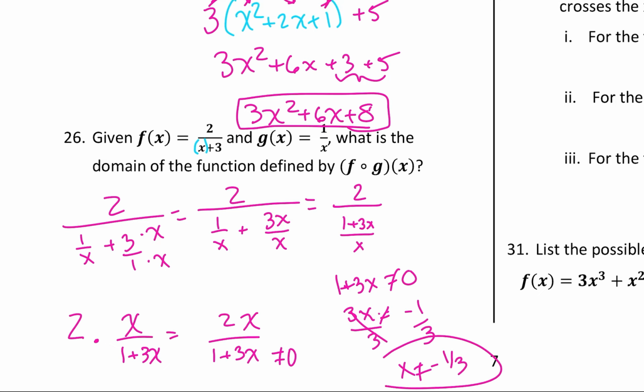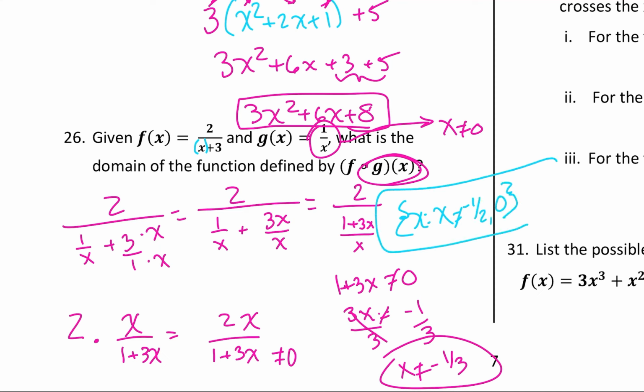But we also know that this and whatever we plugged in are what's important. So go back to this top part, this g of x, and we look at g of x and say, what can x not be there? Well, here, x cannot equal 0. So our domain is that x cannot equal 0 or negative 1/3. So I'm going to write that like this. X such that x cannot equal negative 1/3, comma 0. That is the domain we're looking for.